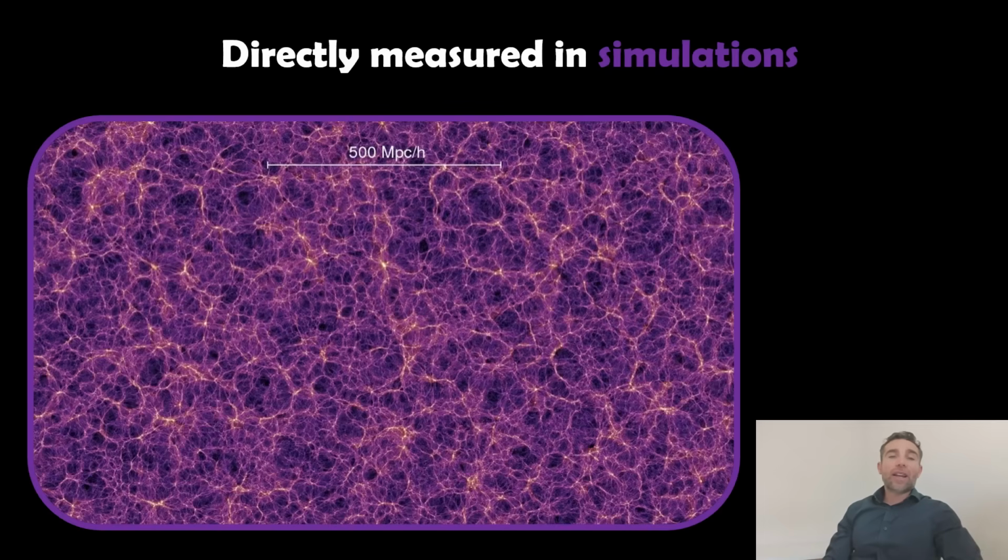But you can also directly measure it from simulations. So if you create a simulation of dark matter halos, this is from the Millennium simulation where they modeled pretty much the entire universe, you can directly measure that because you know what the mass is and you know all the other parameters. So it's much easier in simulations, but it's also dependent on how you set that up as well.